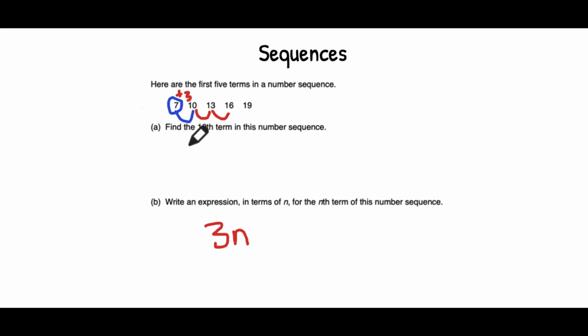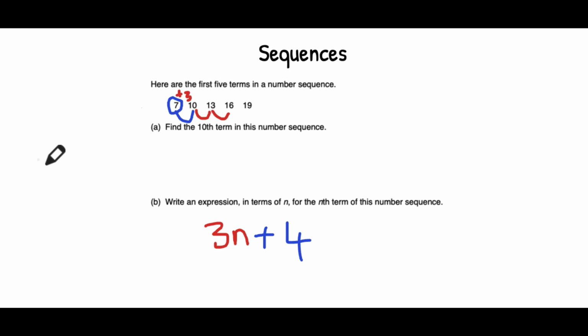Then you ask yourself a question: from this 3 to get to the first term being 7, what do we do? 3 plus what is 7? We know that 3 plus 4 is 7. So that means our nth term formula is 3n + 4. And we can use this to find any term in the sequence.